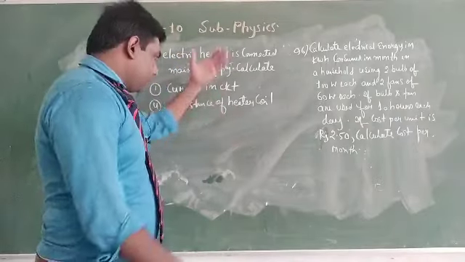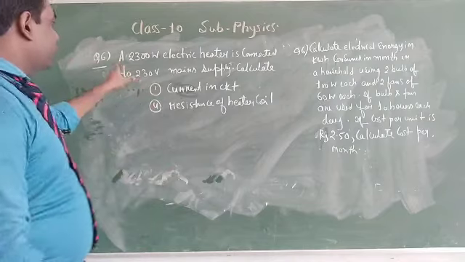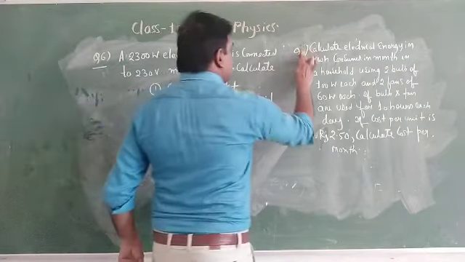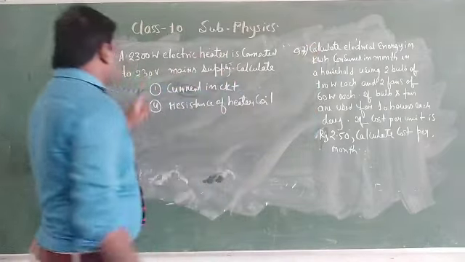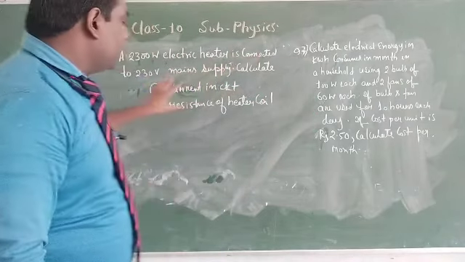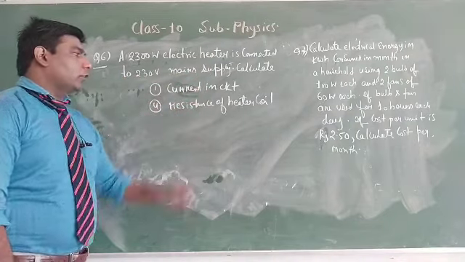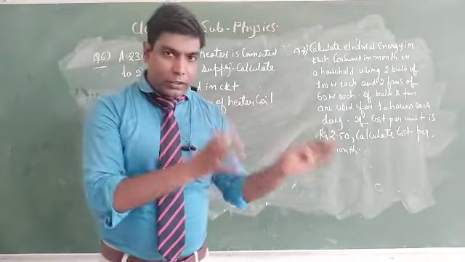Yes. Let's now discuss the numericals of power and energy. Question 6 says that a 2300 watt electric heater is connected to a 230 volt main supply. Calculate the current in the circuit and the resistance of the heater.